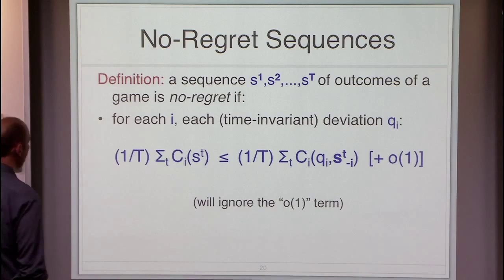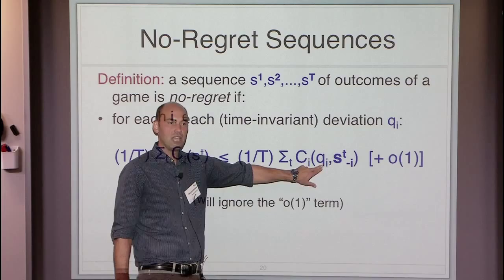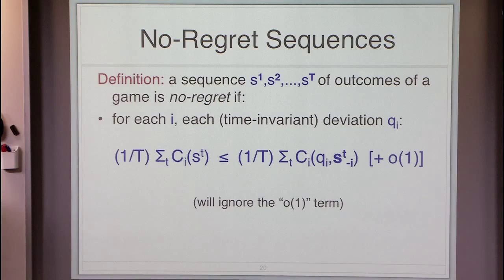Okay, so in other words, suppose you gave a player the option of going back in time, and instead of doing what it actually did, instead picking its favorite action Q_i and playing Q_i day after day after day. So no regret just means that players were sufficiently smart as they played this game over time to do at least as well as the best fixed strategy.